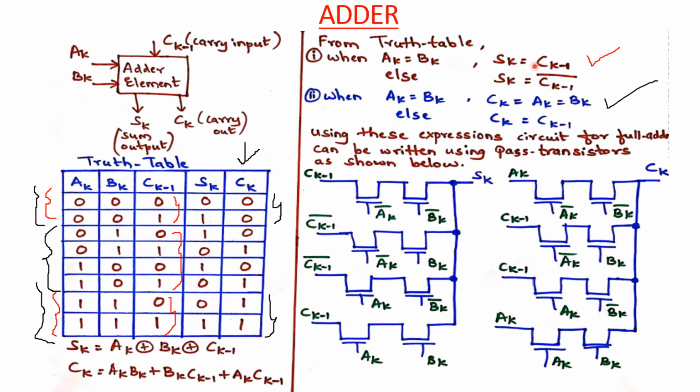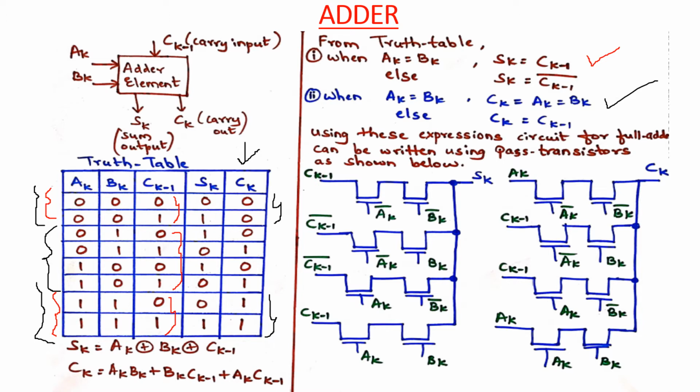So let us begin with the sum circuit and then we'll implement the carry circuit. When both A and B are equal, sum is equal to carry input. When both are the same, it means AB is 0 0 or AB is 1 1. So 0 0 can be written as A bar B bar. When it is 0 0, the sum output is equal to carry input.